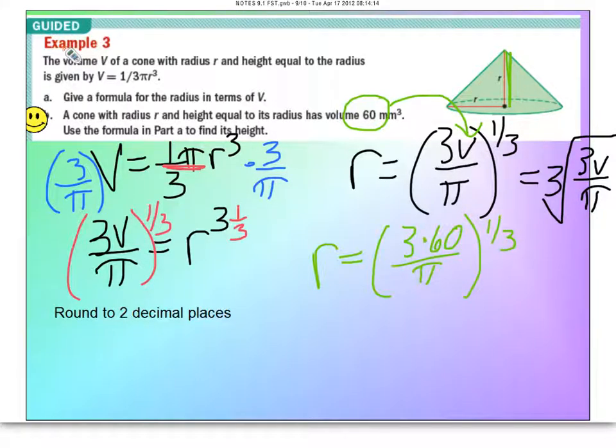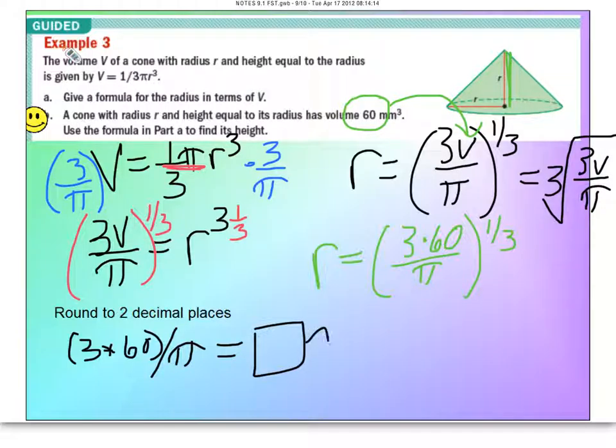Be careful when you type this in your calculator. People will make a mistake right here. What I would do is, in parentheses, do 3 times 60 and then divide it by pi. Then after you get that answer, you will raise the whole answer to the caret of 1/3. When you do that, you're going to get approximately 3.86, and units of measure on here would be millimeters.